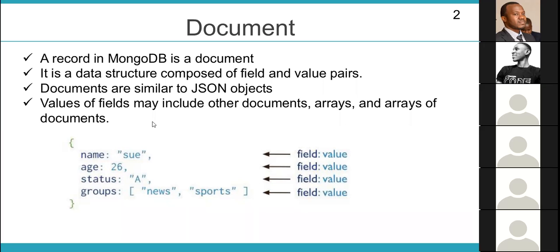The values may include other documents. You can have an array, for example, we have an array here. You can have an array of documents, but it's basically just like a data structure. That is how data is stored in MongoDB. Every record is like a data structure, something like this, similar to JSON, key value pairs.